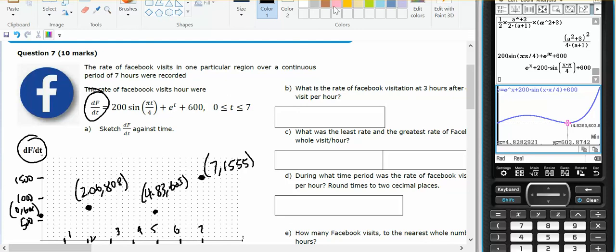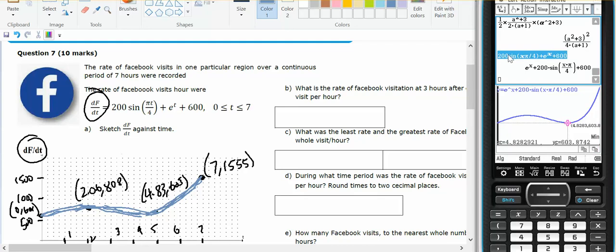So my curve is going to be a bit hard on the tablet, but you will have a pencil and you'll be able to get that nice and beautiful. Okay, what is the rate of visitation after 3 hours?